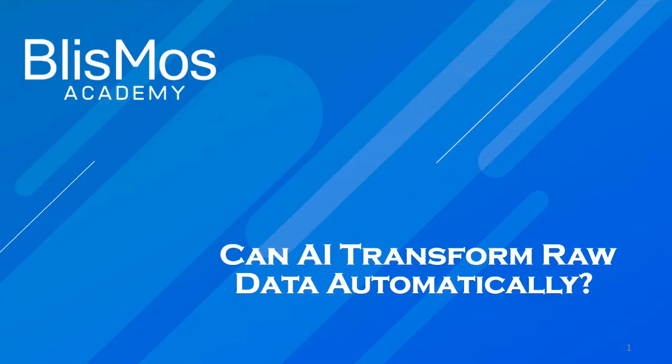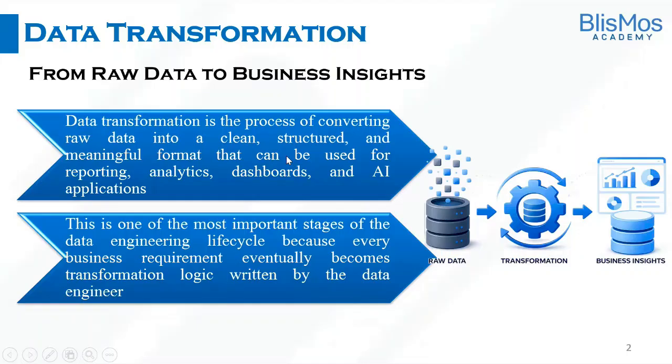Welcome back. As a part of this video, we'll understand if AI can transform raw data automatically in data engineering. First of all, what is data transformation? As a part of data engineering, we need to convert the data from one form to another form. The process of converting the raw data into clean, structured, and meaningful format is called data transformation.